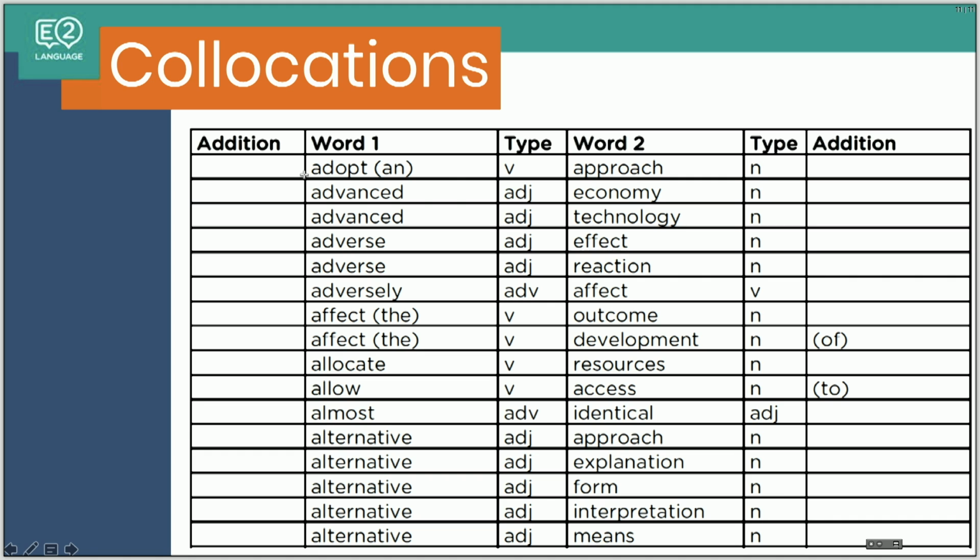So here we have a verb, adopt, and here we have a noun, approach. So you adopt an approach. Or here's an adjective-noun combination, advanced economy, or advanced technology, or an adverse effect, or an adverse reaction. Here's an adverb-verb combination, adversely affect. Or maybe a verb-noun, like you affect the outcome or affect the development.